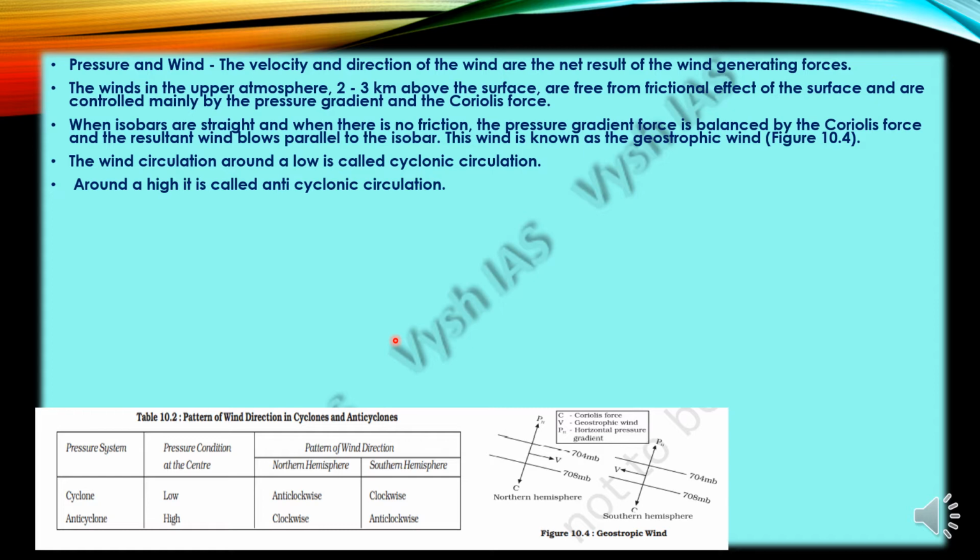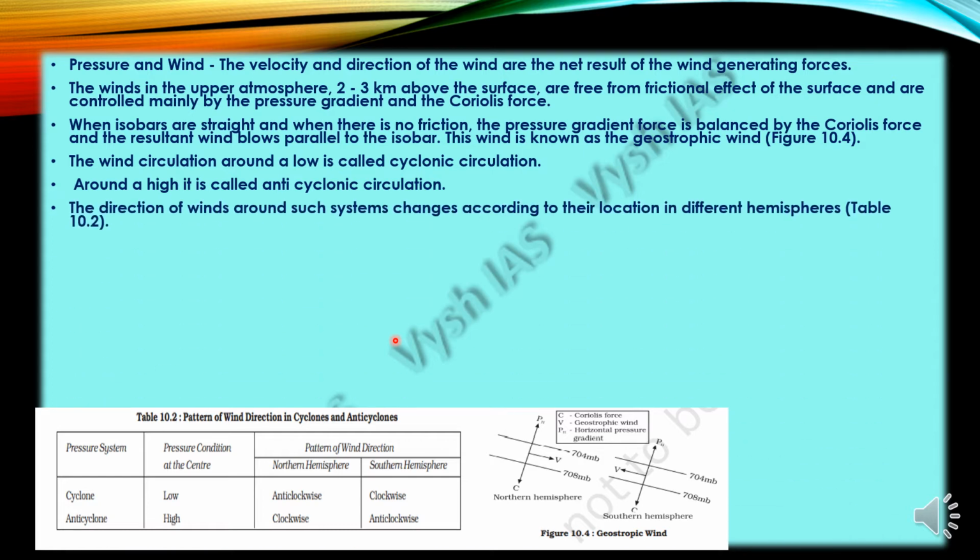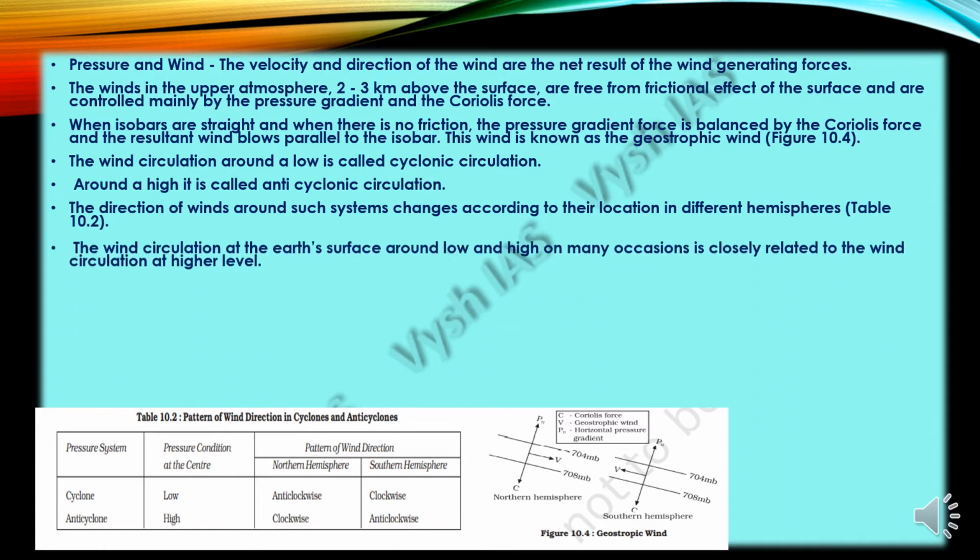So what happens is, as you can see in this table over here, this is the direction of the wind, which changes according to the location in different hemispheres. So a cyclone, at a low in the northern hemisphere, will move anti-clockwise, and in the southern hemisphere it will move clockwise. In the same way, an anticyclone in a high pressure condition will move clockwise and anti-clockwise in the northern and southern hemispheres respectively.